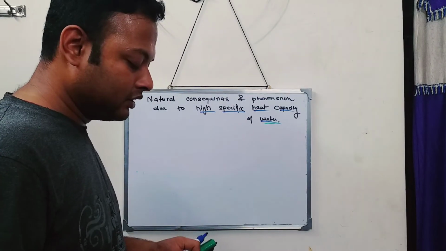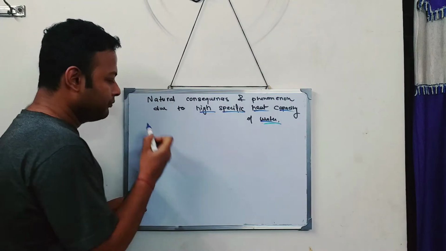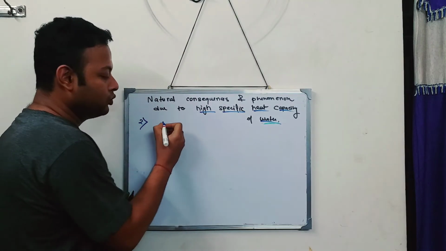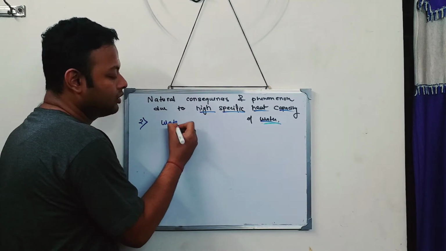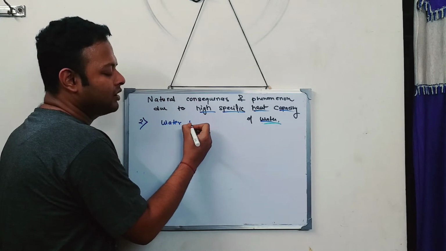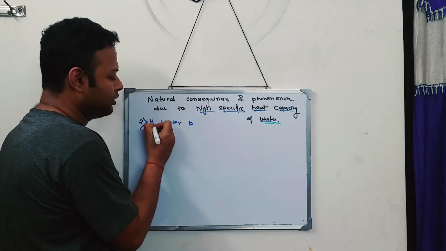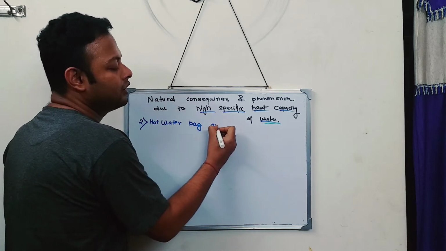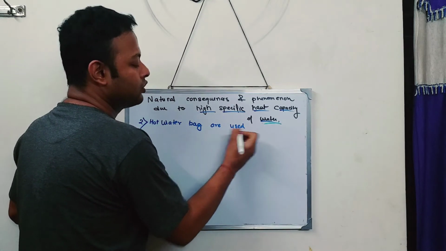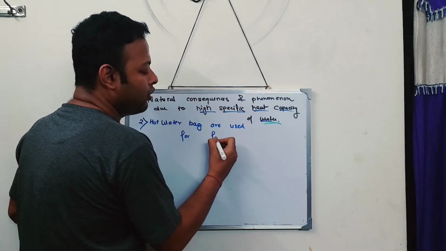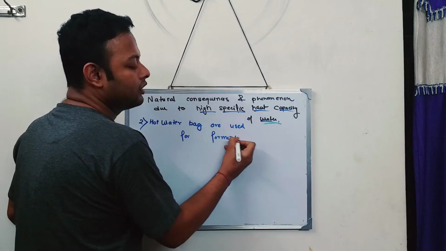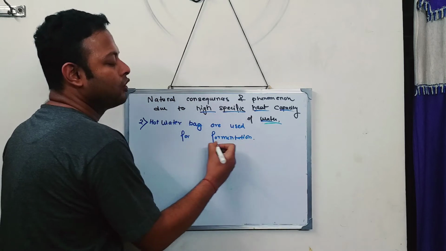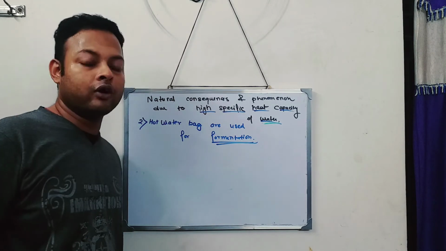Now you have to understand these things. Everything is written in your book only. I am starting with point number 2. Water bags, or say hot water bottles or bags, are used for fermentation. Now first thing first, what do you understand by fermentation?